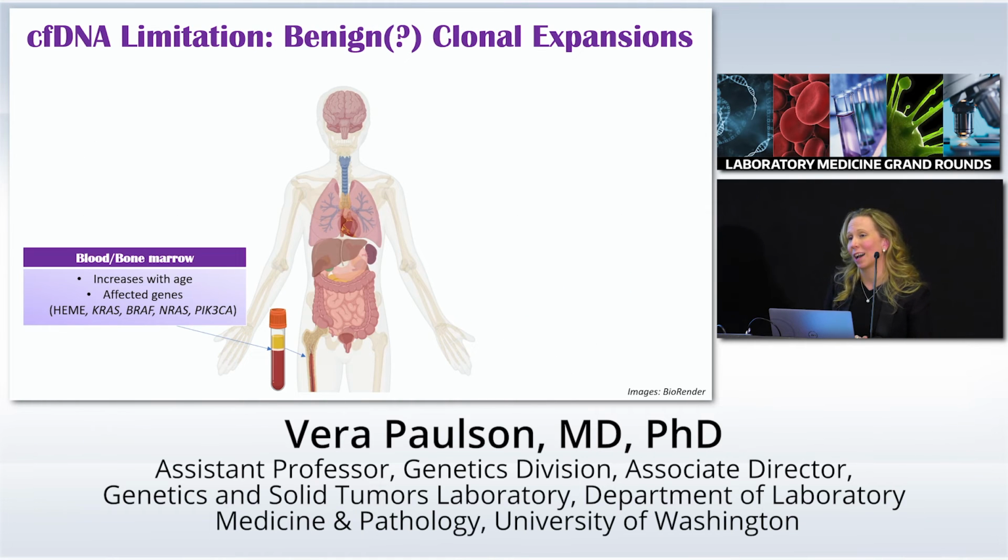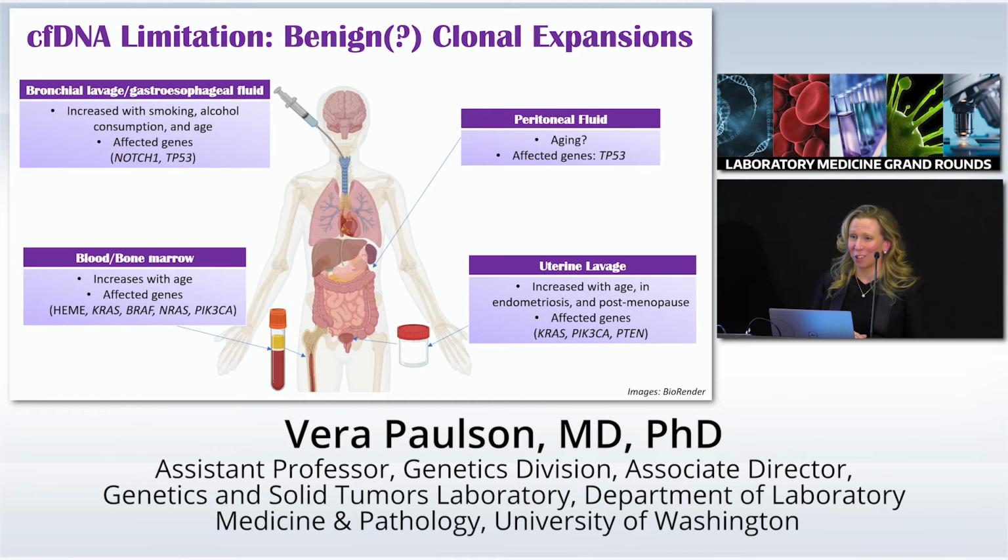But I think I've also highlighted that there are some limitations, such as benign clonal expansions, like CHIP, which doesn't just affect heme genes, but can also cause mutations in KRAS, BRAF, NRAS, PIK3CA, things that we're using to make treatment decisions. There's also clonal expansions in other compartments. So if you do a bronchoalveolar lavage, you might find P53 mutations, but it doesn't mean that this is going to become a cancer.